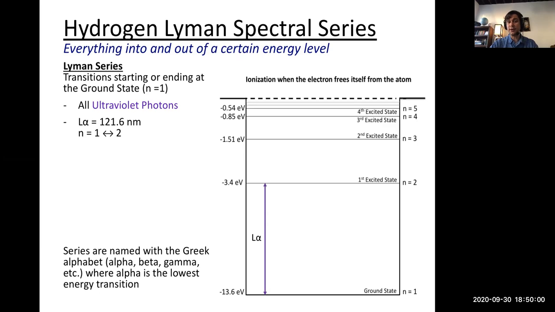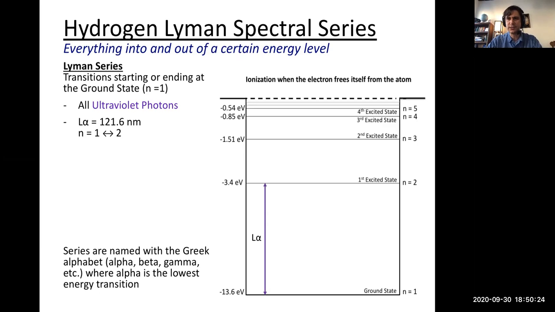We call this photon the Lyman alpha photon. It has a wavelength of 121.6 nanometers. If we could see all the different wavelengths of light, if we weren't just limited to visible light, this would be the most common color in the universe. This is the most common photon in the universe, the Lyman alpha.